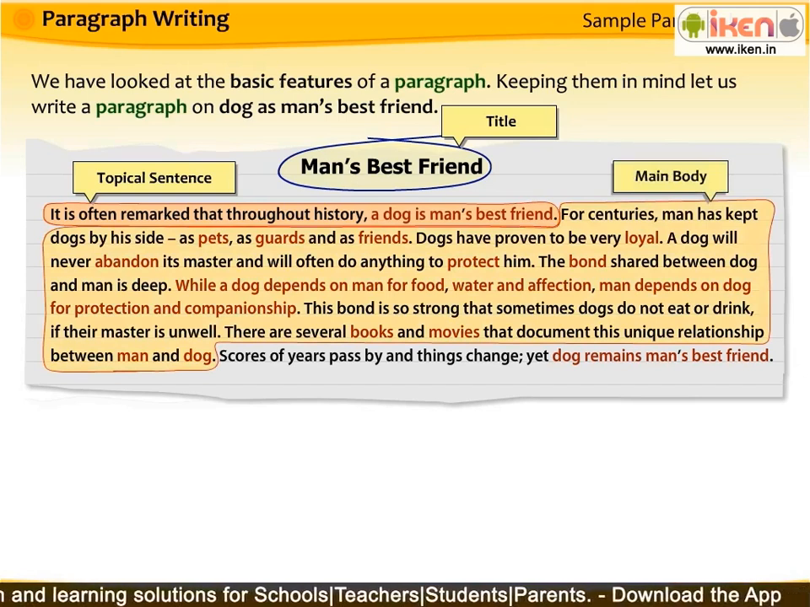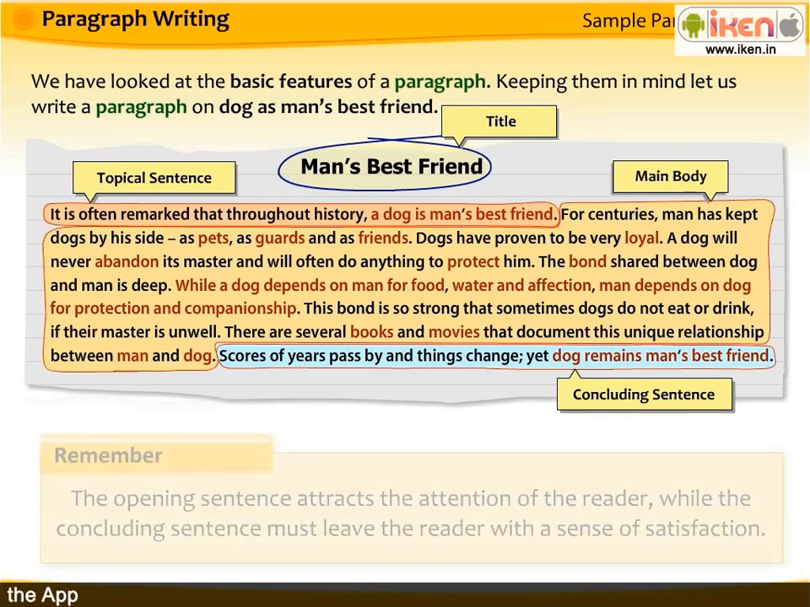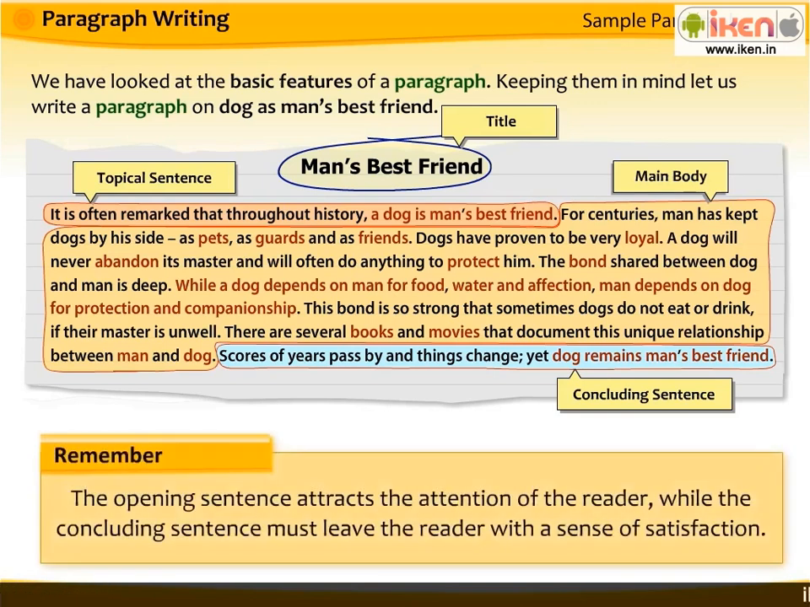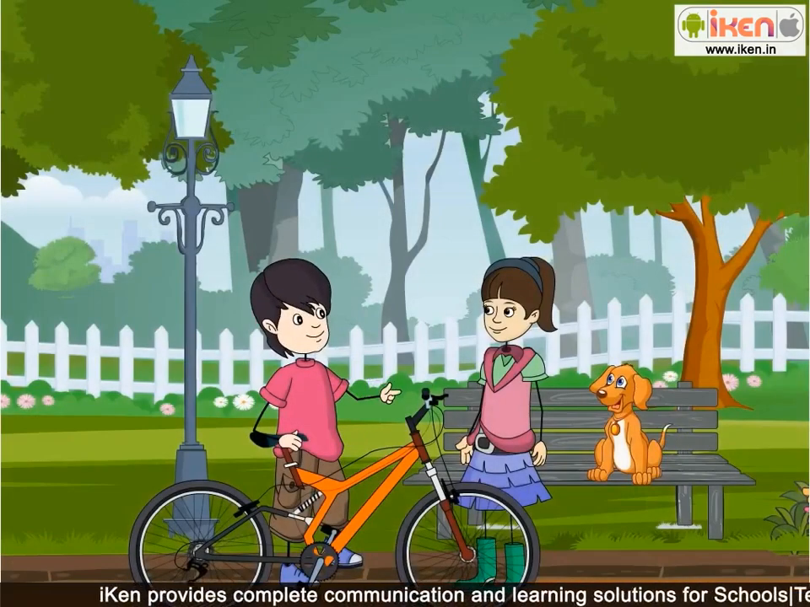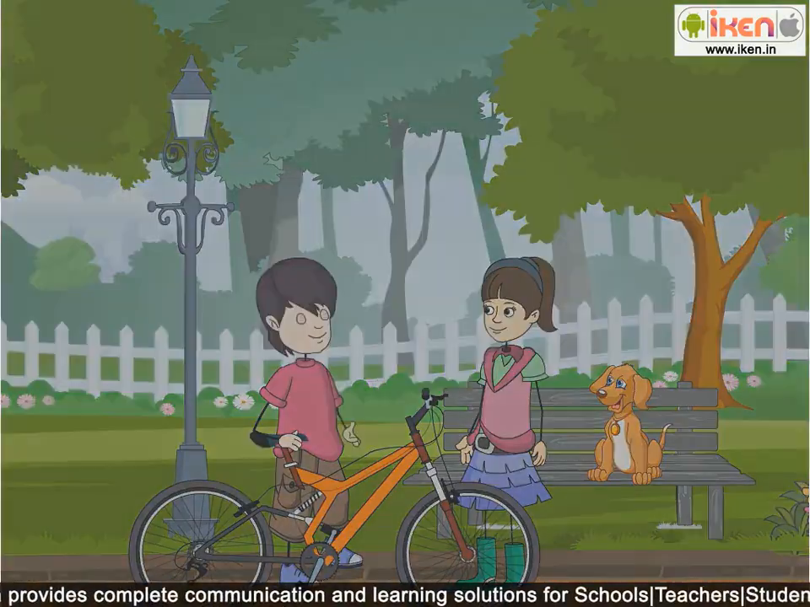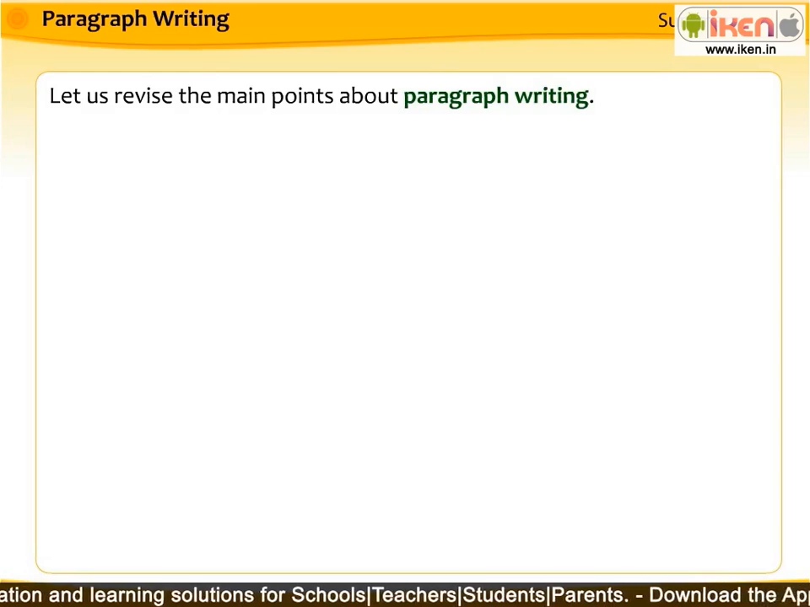They form the body of the paragraph. They also help develop the idea that dog is man's best friend. The concluding sentence helps sum up the entire paragraph. It is always important that the opening sentence attracts the attention of the reader. At the same time, the concluding sentence must leave the reader with a sense of satisfaction. Harshit has explained paragraph writing to Kaya. Let us revise the main points before Harshit and Kaya play with the dog.